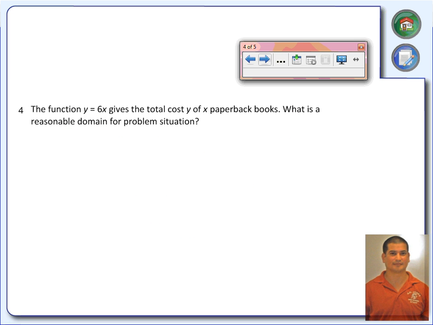All right, number 4. Number 4 says the function y equals 6x gives us the total cost y of x paperback books. What is a reasonable domain for this situation? Okay, I'm trying to highlight some keywords here. In this case, that keyword is domain, the x's. We want to know what kind of x's are reasonable for this situation. Well, first of all, the x's represent paperback books.